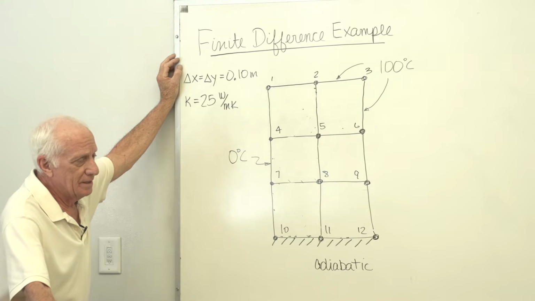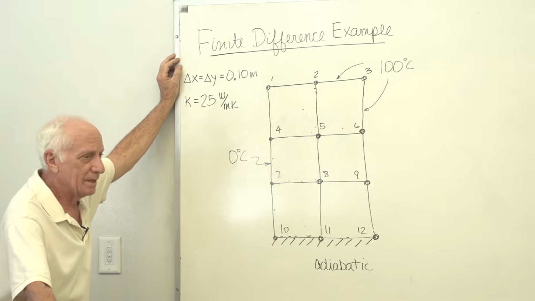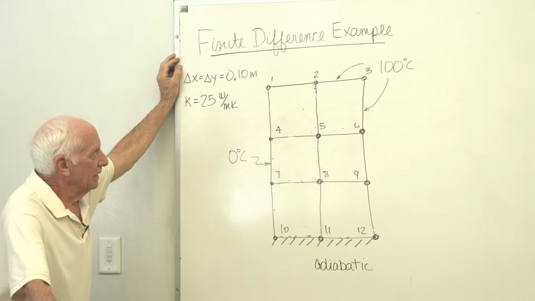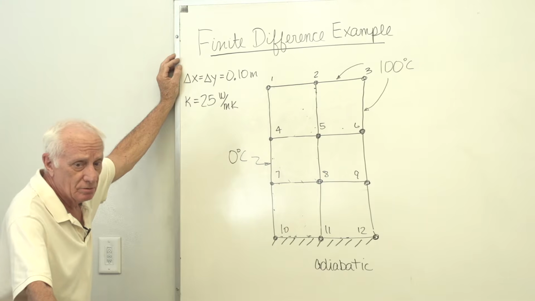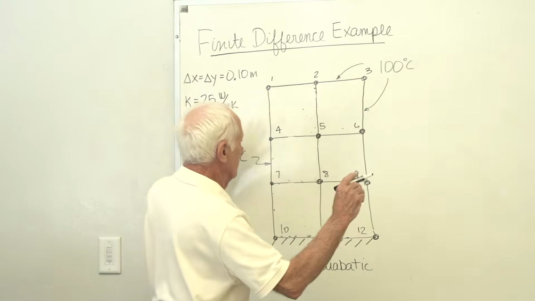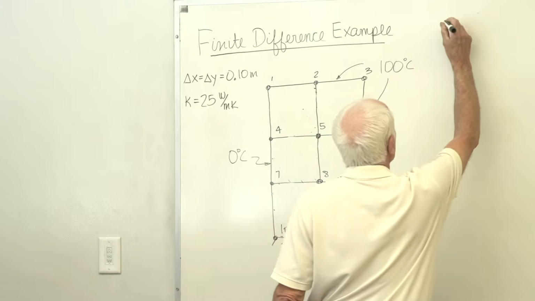The question asked is, give me an estimate of the unknown nodal temperatures. Give me an estimate of the heat transfer q. Let's start out with getting the temperatures. Now, some temperatures I know. By the way, there are 12 total nodes.